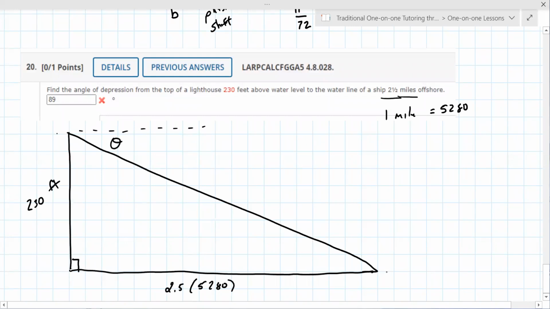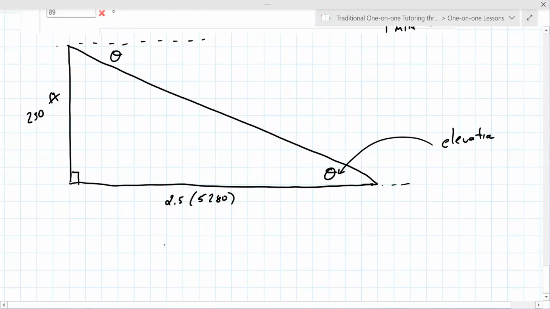You guys took geometry. And so the angle of depression is, this top line is parallel to this bottom line. So these angles are the same. This is the angle of elevation. So you quickly want to substitute in. You're trying to find this angle. Your options are sine, cosine, and tangent.